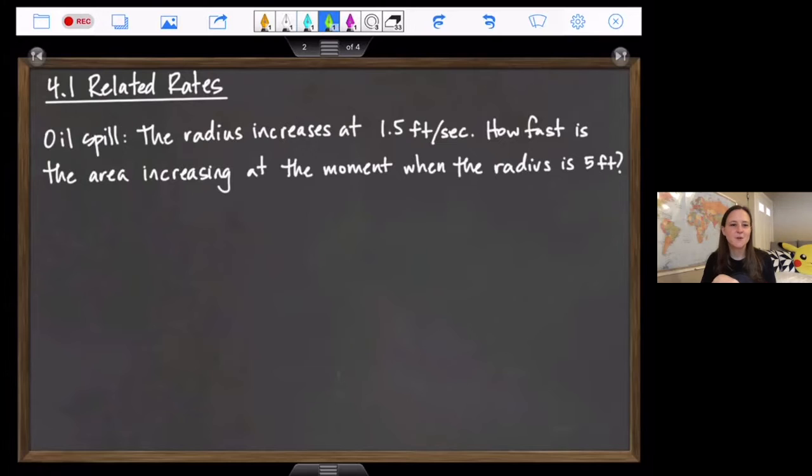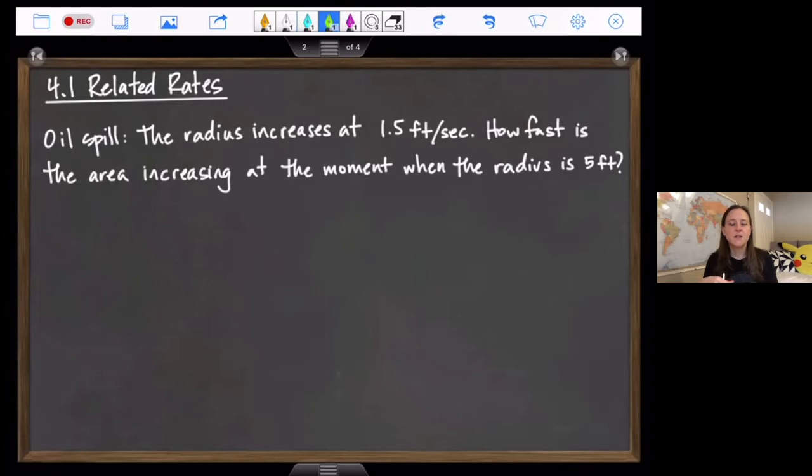So here's our first related rates problem. We have an oil spill, and for simplicity's sake, I'm going to assume that this oil spill is growing in the shape of a perfect circle. It's a little bit oversimplified, but it'll be a nice, easy problem for us to get our brains wrapped around this technique with. So this tells us that the radius is increasing at 1.5 feet per second, and then asks us how fast the area is increasing at the moment when the radius is 5 feet.